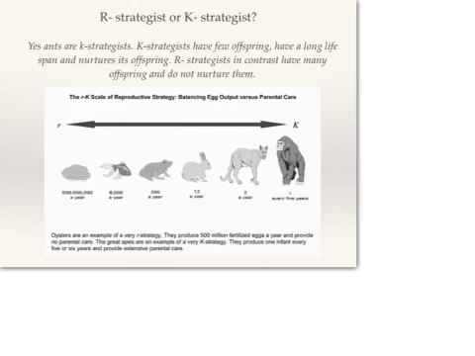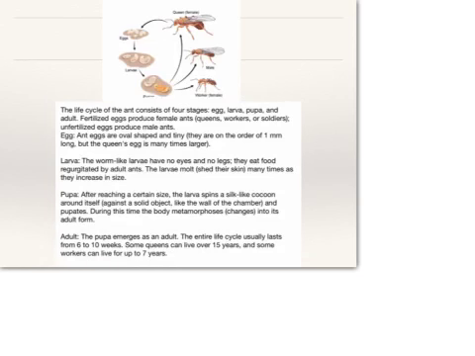The life cycle of ants consists of 4 stages: eggs, larvae, pupa, and adults. The worm-like larvae have no eyes and no legs. The pupa: after reaching a certain size, the larva spins a silk-like cocoon around itself. An adult emerges after the pupa. The entire life cycle usually lasts about 6 to 10 weeks. Some queens can live over 15 years, and some workers can live up to 7 years.